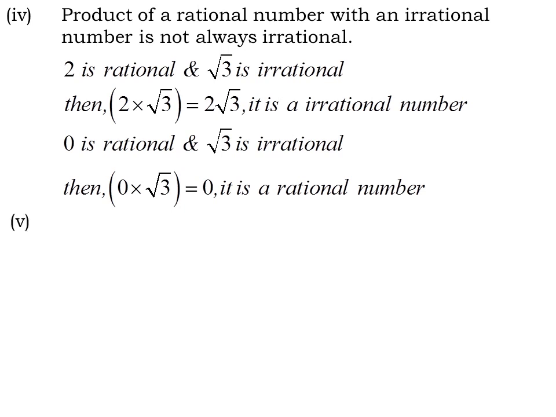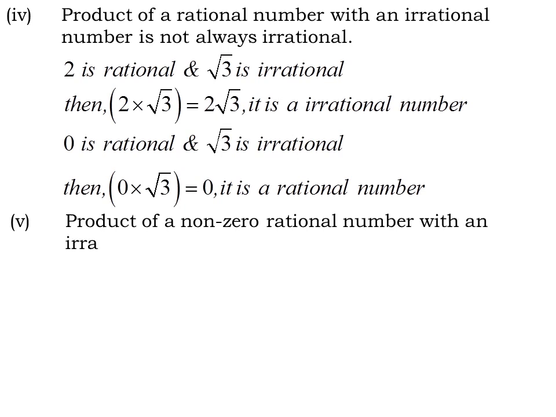Now the next one, the fifth property: the product of a non-zero rational number with an irrational number is always irrational. Look at the property which I am telling. The product of a non-zero rational number with an irrational number is always irrational.